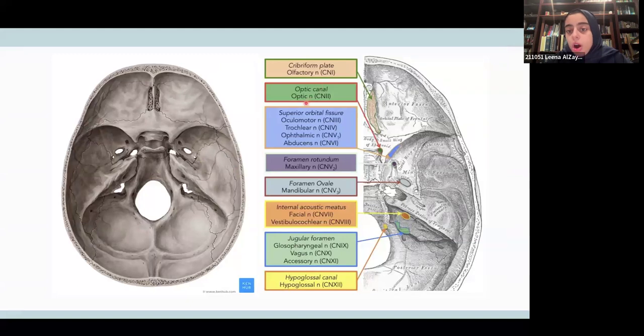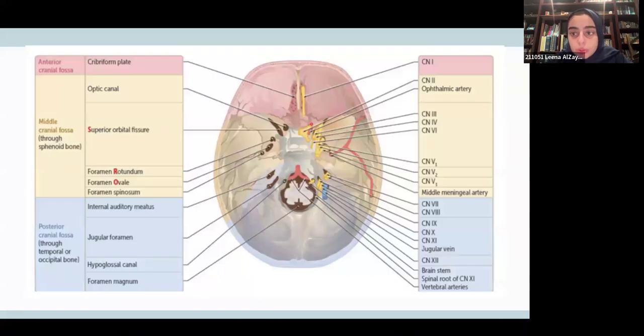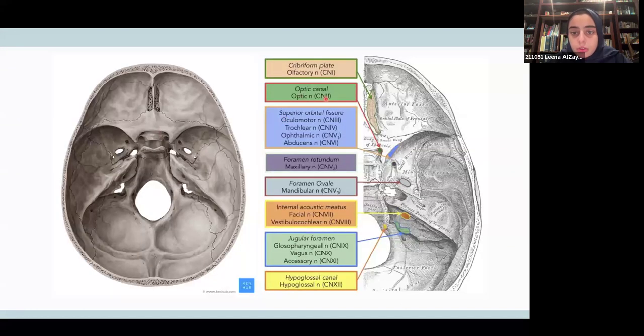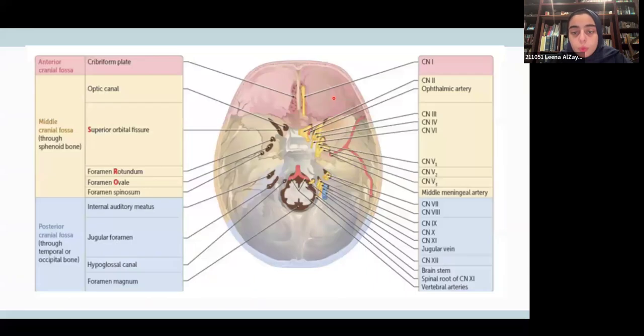So the optic nerve comes out of the optic canal over here on the top. And it would be equivalent to this one, and equivalent to this one. This is the optic canal, where the second cranial nerve comes out. Then we have the superior orbital fissure, this long, slender thing.